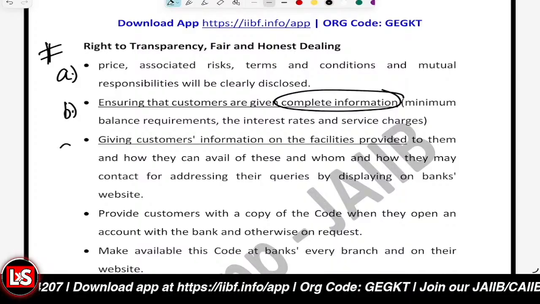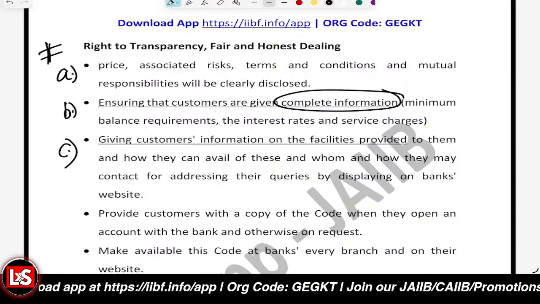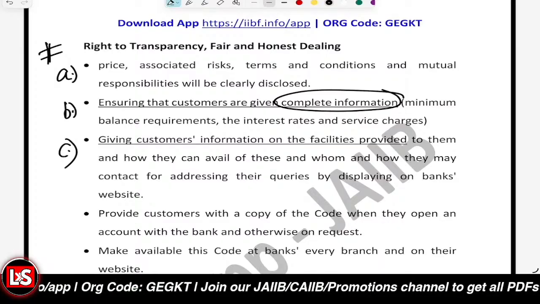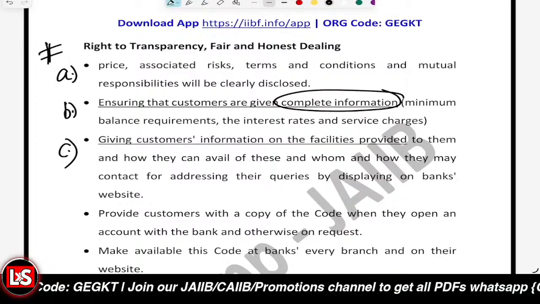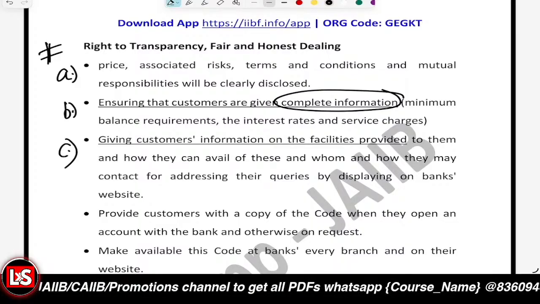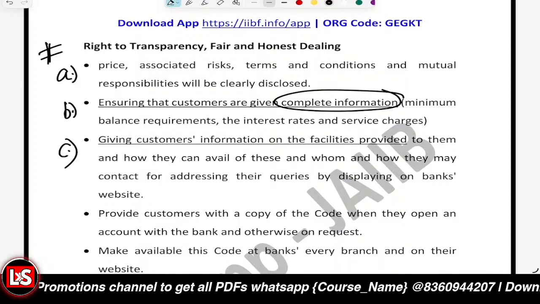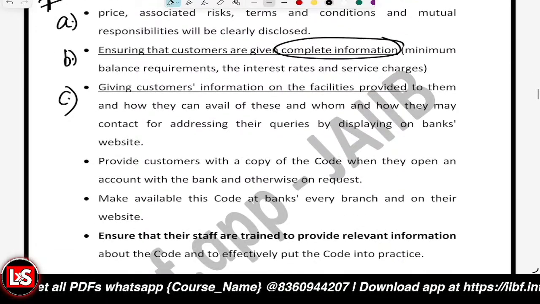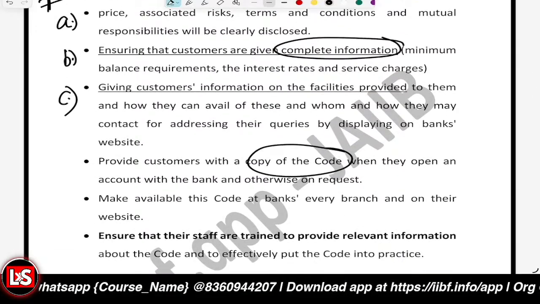And the information should be accessible. Now, how will that information become accessible? It should be available on their website, visible at their branches, or there should be a book related to it from where they can check. And at the same time, the copy of the code should be provided to the customers.